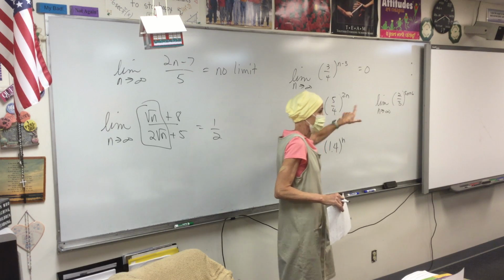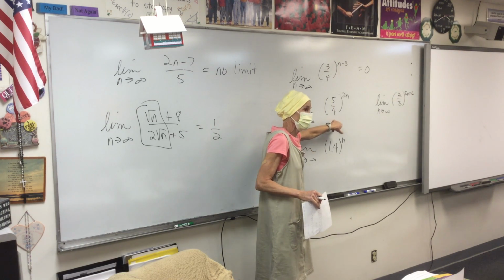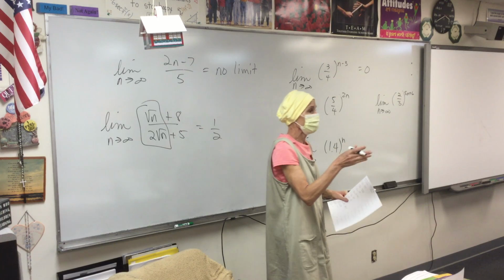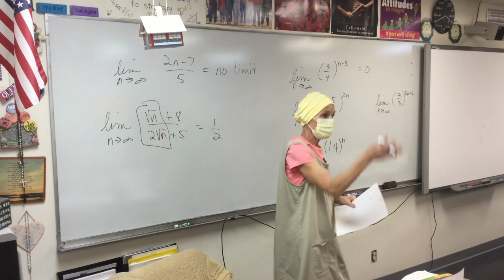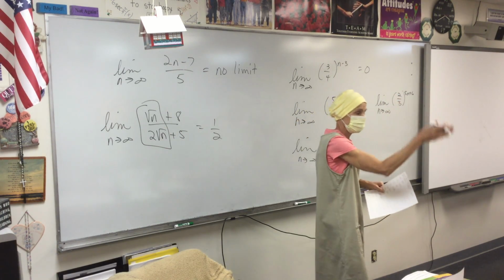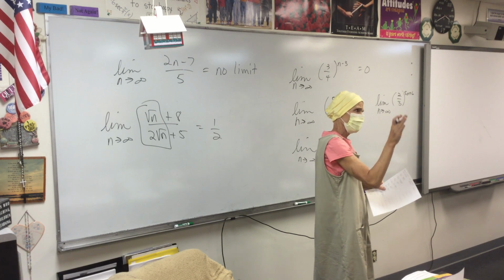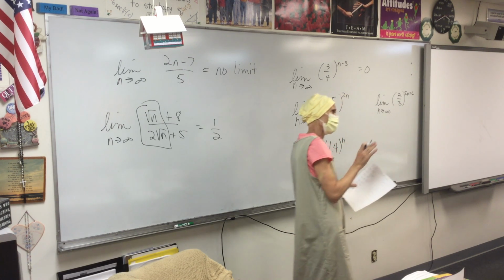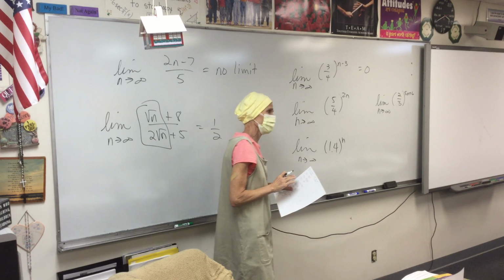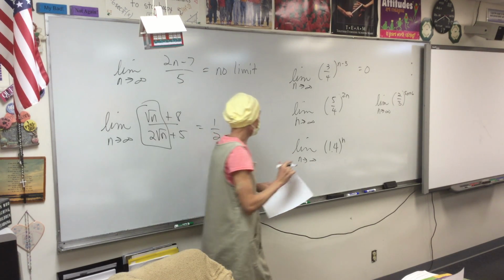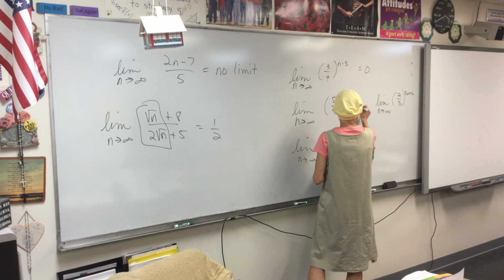Now look at this one. What's happening here with this one? Now this time we're multiplying 5/4 times 5/4 times 5/4. Now be careful. What happens when we multiply 5/4 times 5/4 times 5/4? No limit. There is no limit, because why?